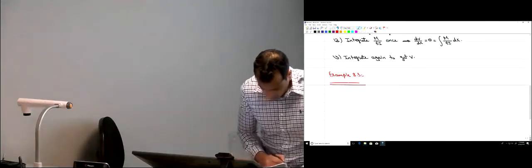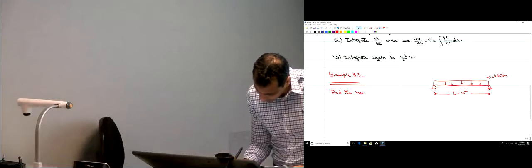So let's see some examples here on how we're going to apply this. Example A3. We have a beam that looks like this. It's a simple beam with a length L equal to 10 meters, and there is a uniform load applied on top of this beam. The uniform load is W, and the intensity is 4 kilonewtons per meter.